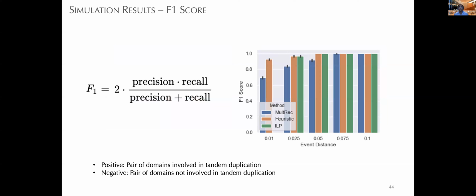So here I'm showing the F1 score, which is a way to measure the trade-off between precision and recall. And as you might expect, based on the previous 2 charts, we can see that the F1 scores of our 2 methods are significantly higher than multirec at low event distances.